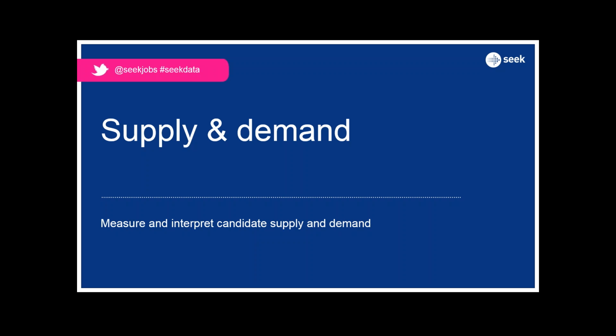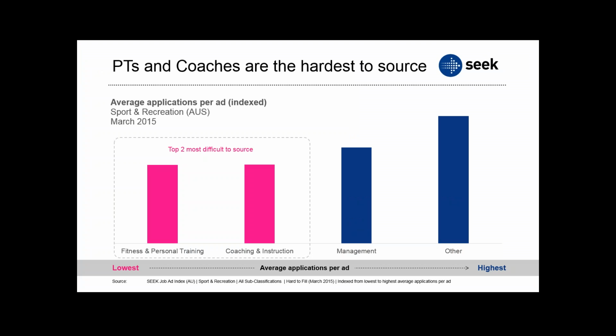And the way that we actually measure that and publish it from an advertising perspective is we look at the average applications per ad. And what we produce is this average applications per ad index. Now, the index is great because it gives you an idea of where things are going to be more difficult than others. Now, this is quite a small category. We only have 4 sub-classifications.